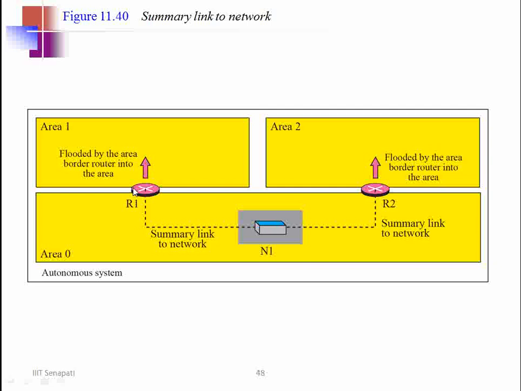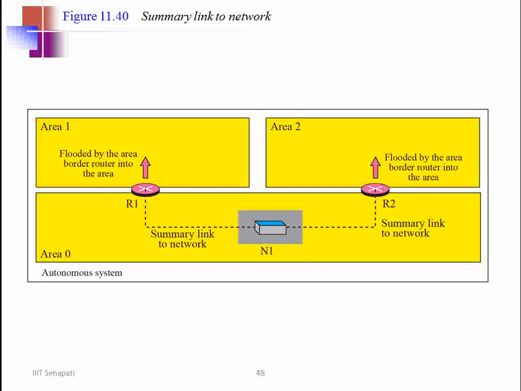The summary link to network LSA is used by the area border routers to announce the existence of other networks outside the particular area, right? The summary link to network advertisement is actually very simple. It consists of the network mask and the metric of each type of service, right? Each advertisement announces only one single network. If there is more than one network, a separate advertisement must be issued for each.